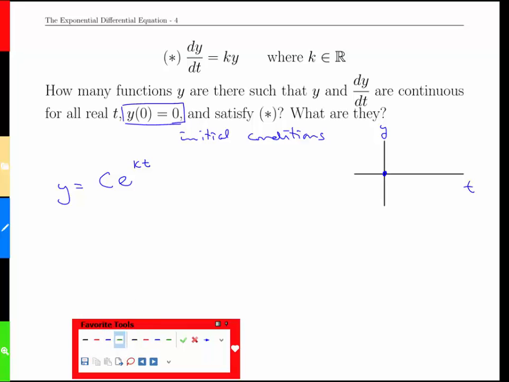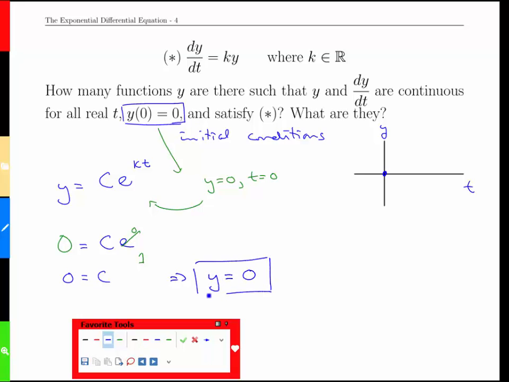What we can do is sub that in. This translates to a point where y is equal to 0 when t is equal to 0. We can plug that into our equation. The y is 0 will equal some constant c e to the 0. The k gets wiped out by that. And, well, that just gives us that 0 is equal to c, since this of course is just 1. So we get c equals 0, or a solution would simply be y equals 0.